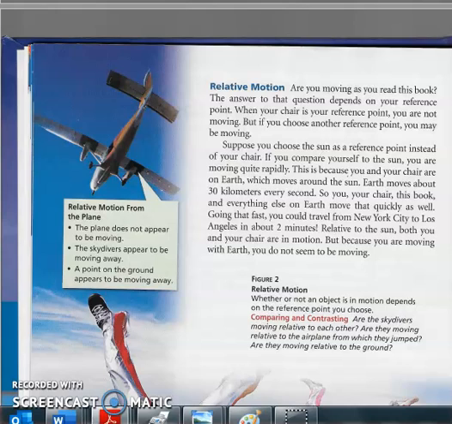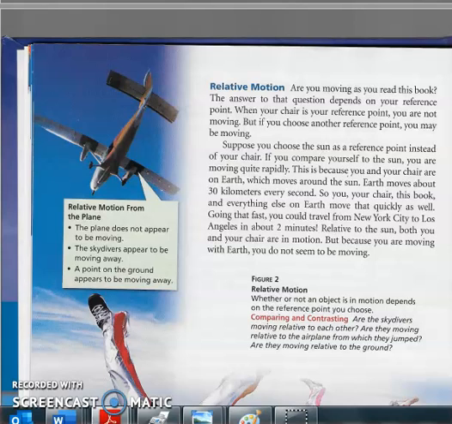Relative motion. Are you moving as you read this book? The answer to that question depends on your reference point. When your chair is your reference point, you are not moving, but if you choose another reference point, you may be moving. Suppose you choose the sun as a reference point instead of your chair. If you compare yourself to the sun, you are moving quite rapidly.